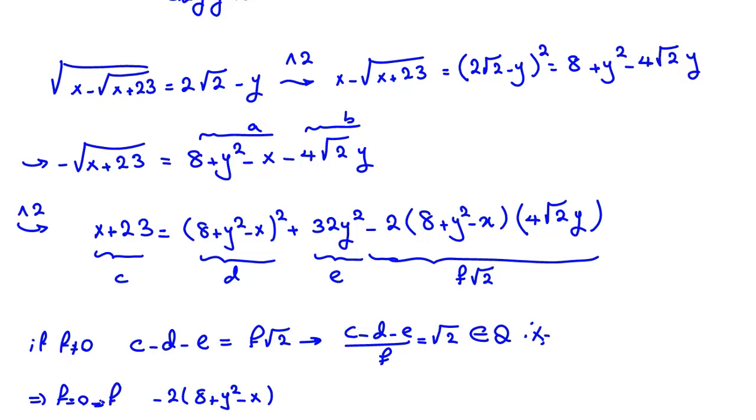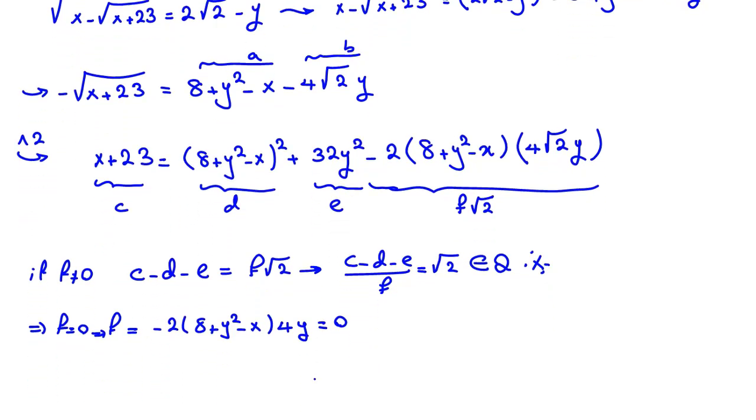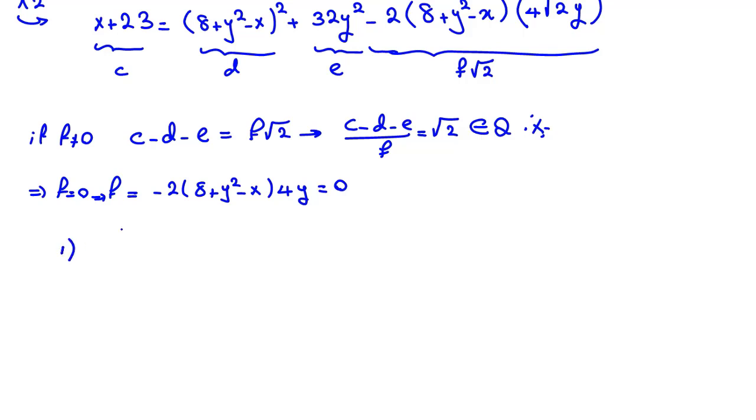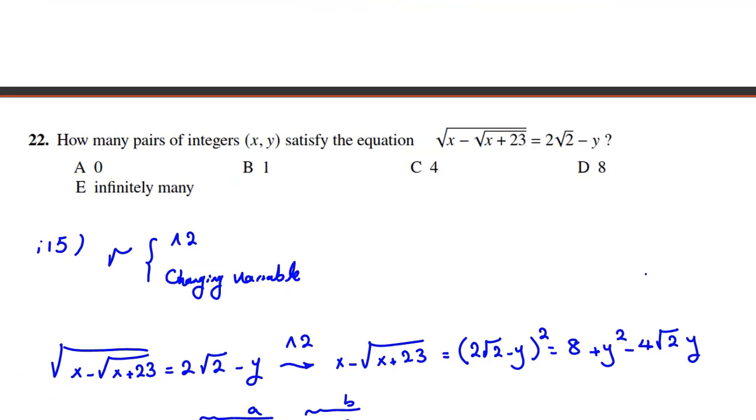F here, by the definition that we consider, is negative 2.8 plus y squared minus x times 4y. It is equal to 0. Now we have two cases. The first case, y is 0. Second case, 8 plus y squared minus x is 0. Now let's consider both cases. And the problem was what? How many pairs of integers x, y satisfy this?